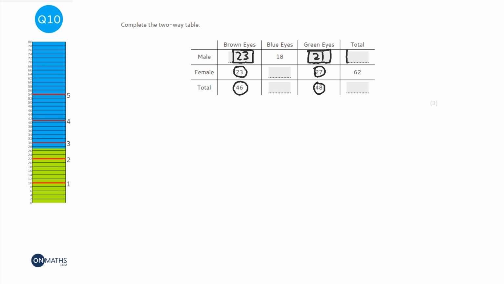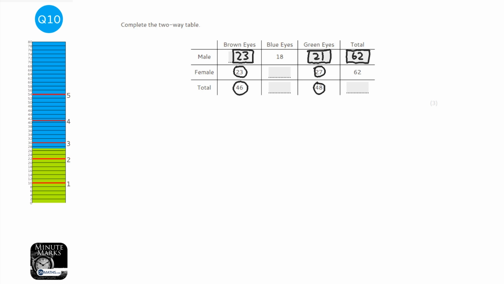Now if we have a look at this one, we have 23 females, 23 males with brown eyes, 18 males with blue eyes, and 21 males with green eyes. And we assume that there weren't any others because they're not in the table. So we add those together and that gives us 62 in total.